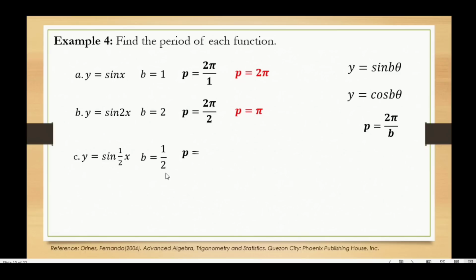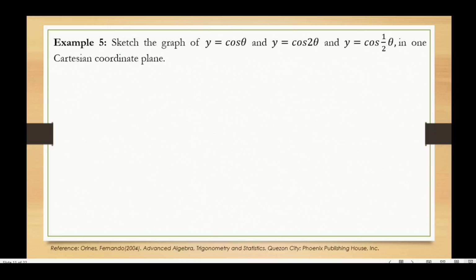1 half. So gamit again yung formula, 2 pi divide 1 half. So may fraction tayo sa denominator. So kapag may fraction tayo sa denominator, magpo-proceed tayo sa multiplication by getting the reciprocal nito. And then 2 pi times 2 over 1. So magiging 2 pi times 2, that is 4 pi. So 4 pi yung period ng letter C natin, na y is equal to sine 1 half x. So gamit ito, makukuha natin yung period ng graph ng function natin.